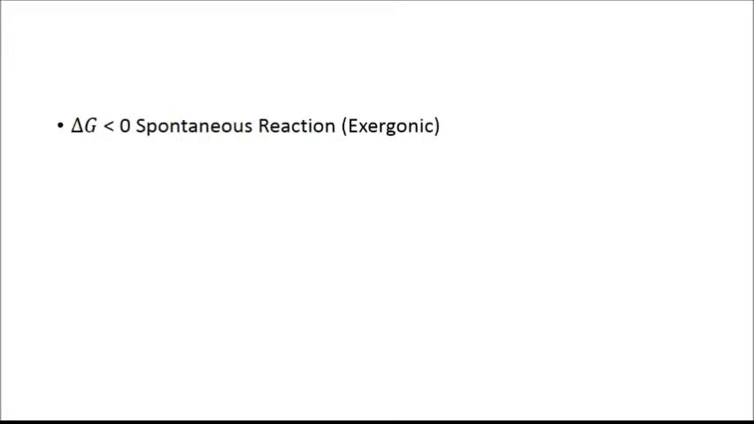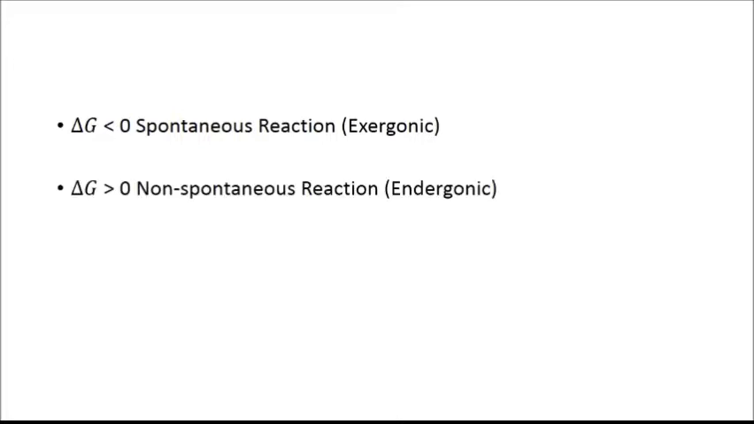is actually released. How about the other way around? If we have delta G greater than 0, this is called a non-spontaneous reaction, and in other words, it's called an endergonic reaction. This is where heat or energy is actually absorbed. However, if we're neutral, there's no change in the free energy, then we have an equilibrium situation here.